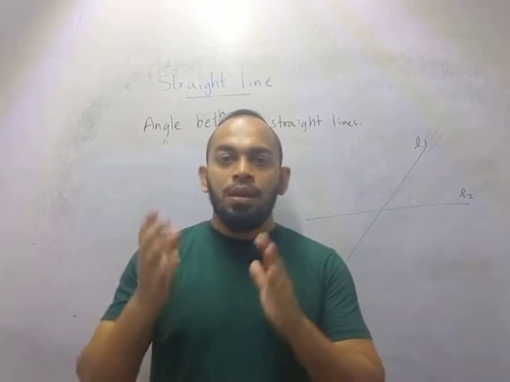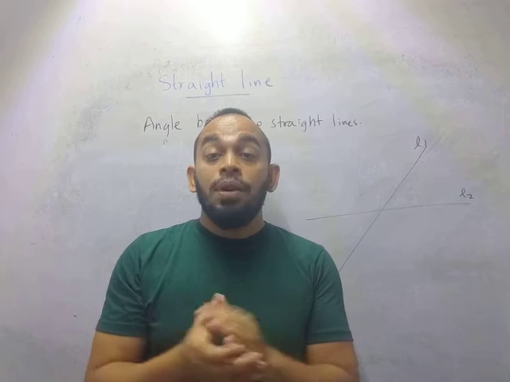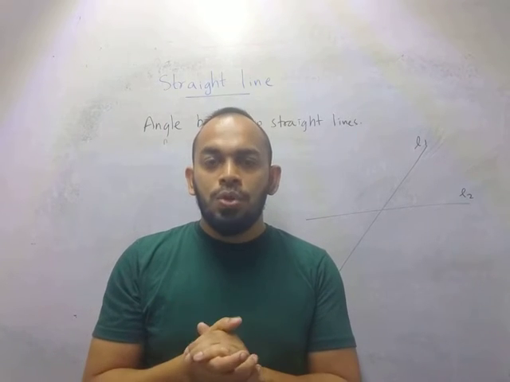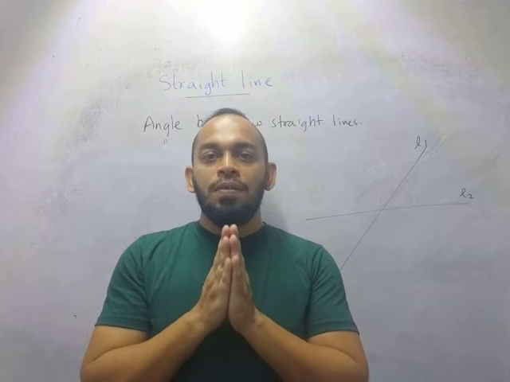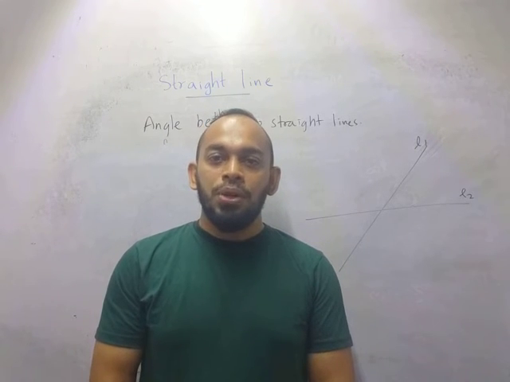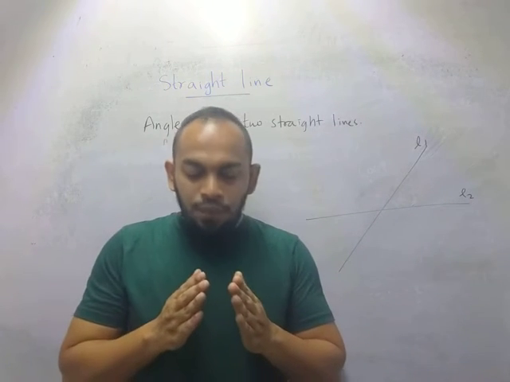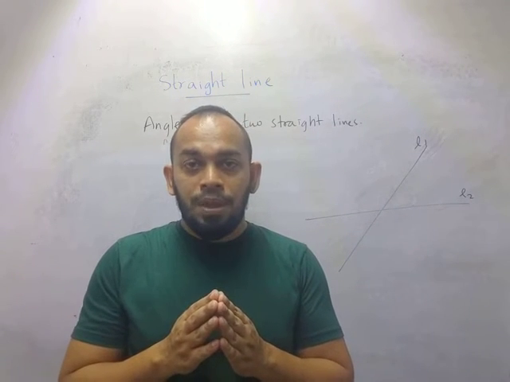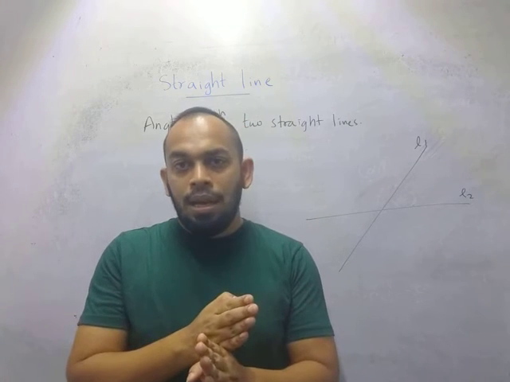So in this video we're going to derive a formula that we can use to find the angle between two straight lines. When I say angle between two straight lines, it's rather ambiguous. If you look at two straight lines that are not parallel, if the gradients are not the same, then they will intersect at a point.